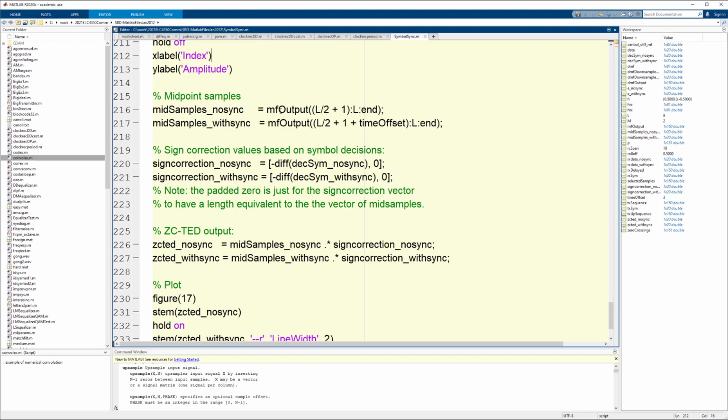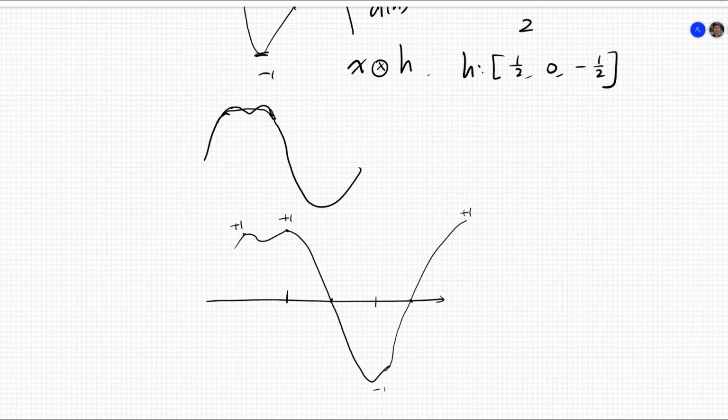That is without any timing synchronization. With timing synchronization, on line 217, we have L/2 plus 1, then plus the time offset. So we sample exactly the middle point between two symbols. Now, how do we differentiate these two cases? Case 1, I have a zero crossing point that is coming from +1 to -1, so it's a falling curve crossing zero. The second case is from -1 to +1, that is a rising curve crossing zero.